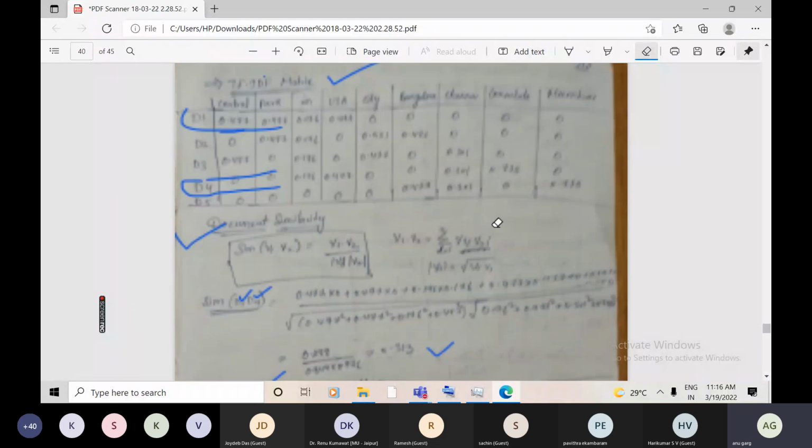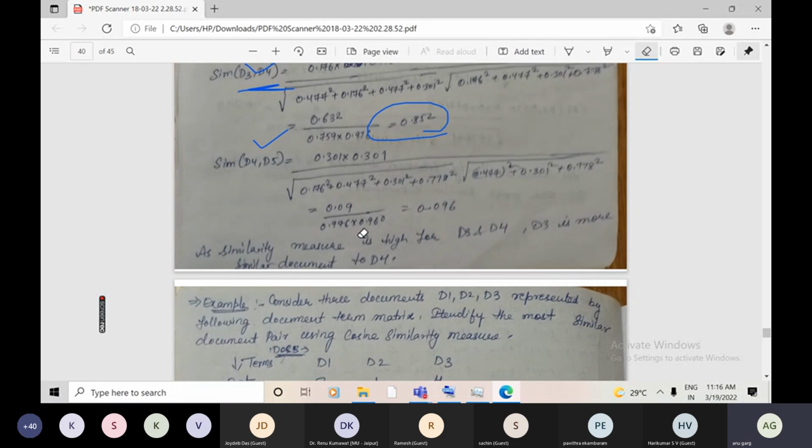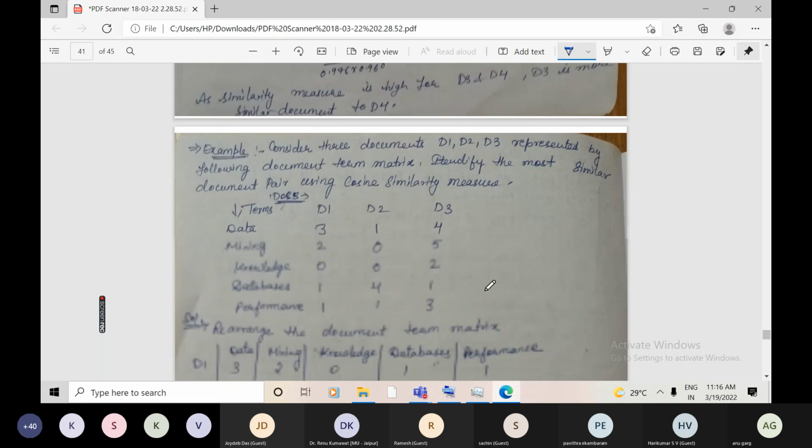I hope it is clear. This is the previous exam question, so it's an important one. Some 4 more pages are left.